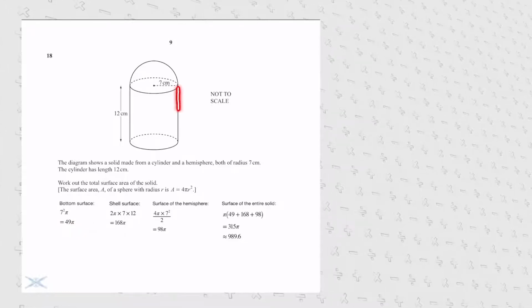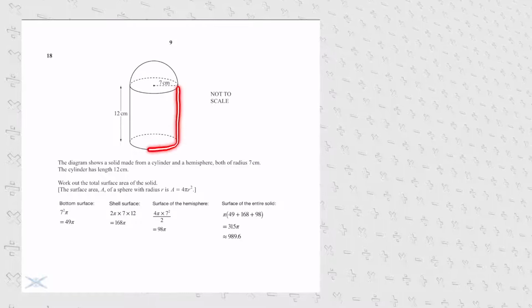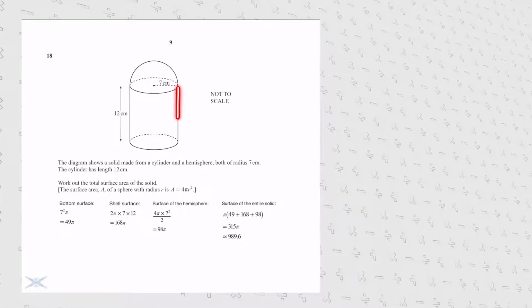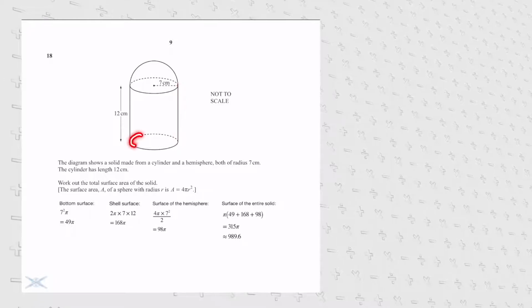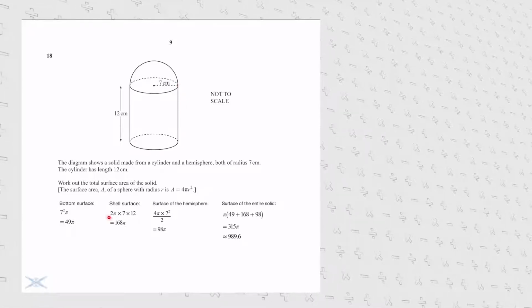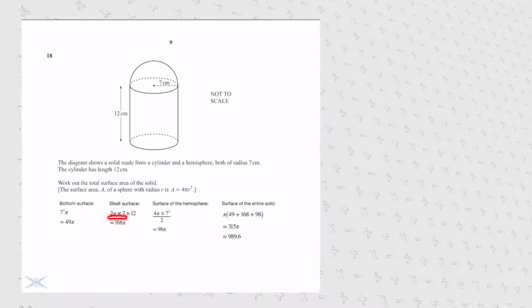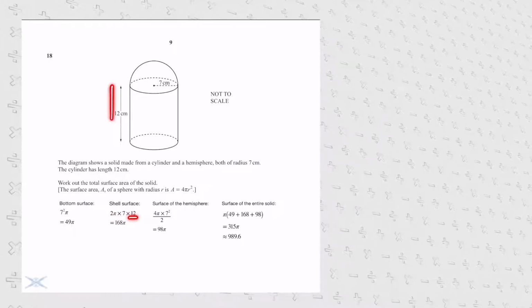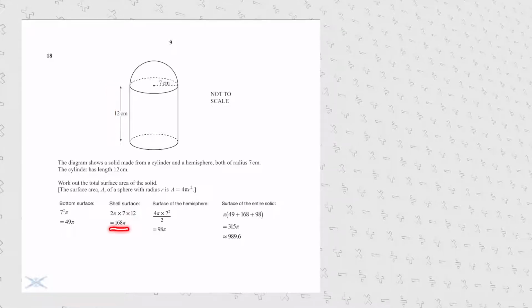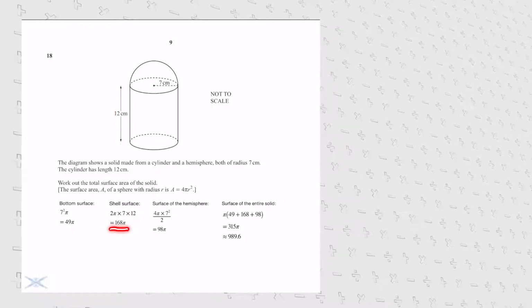Second, we take a look at the shell surface of this cylinder. In order to determine the shell, we need to multiply the height of the cylinder with the circumference of this circle. To determine the circumference, we need to calculate 2 pi multiplied by the radius, and this 12 represents the height of our cylinder here. After using our pocket calculators, we should arrive at the result of 168 pi.